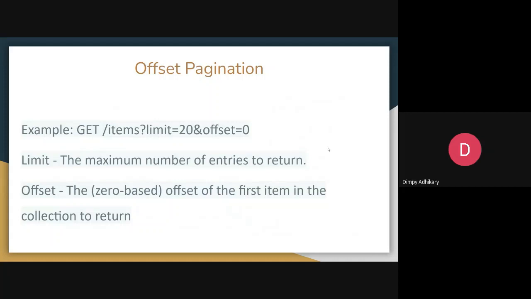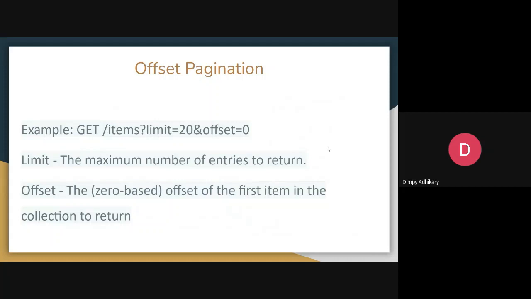Suppose you have a GET API which will return an items list. You can limit the number of items returned by using two components: one is limit and one is offset. If we set offset from 0, it is the first item in the collection to return. And limit is how many items.